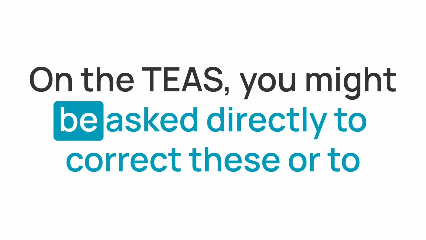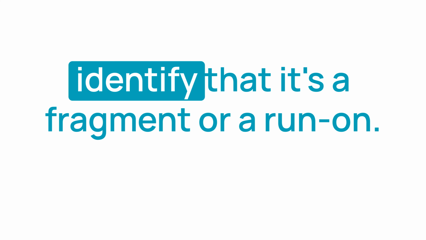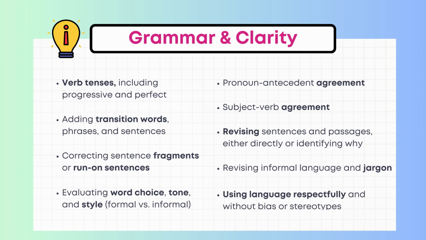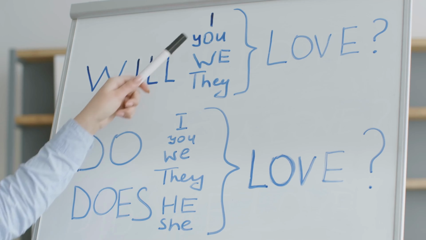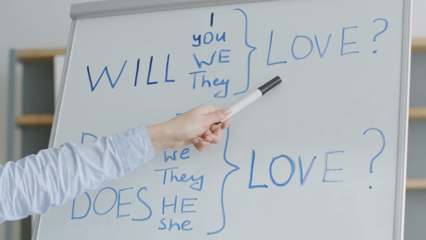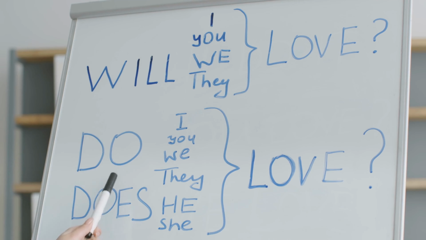On the TEAS, you might be asked directly to correct these or to identify that it's a fragment or a run-on. Next is pronoun antecedent agreement. This is tricky, but it's really one of the best things to learn for the TEAS. Subject-verb agreement is another big part. Going back to those weird plural nouns that you learned about spelling, recognizing those will help you with subject-verb agreement.